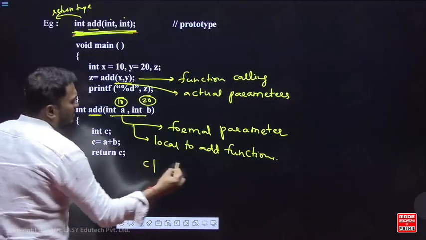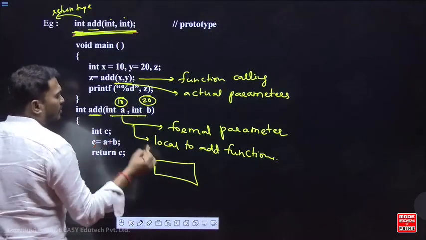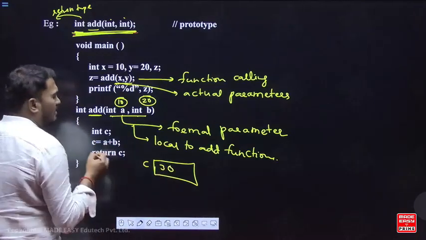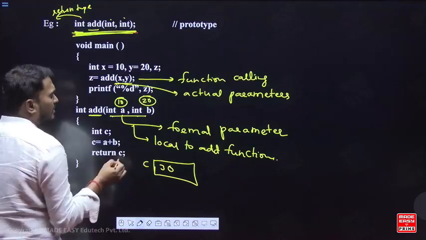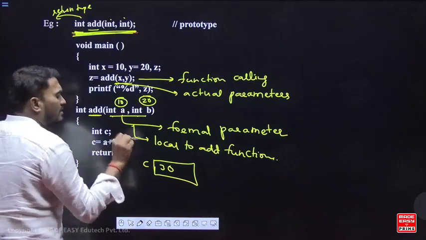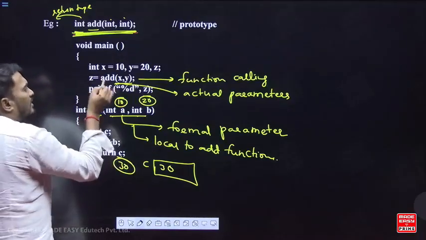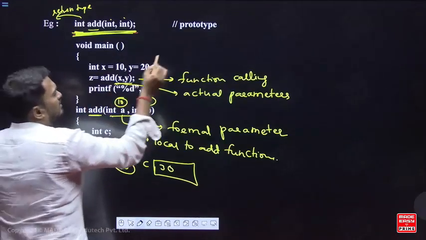Now c is a local variable here. Now tell me, c equal to what? A plus b. A plus b is how much here? That is 30. And return c. Return c means c को return कर रहा है. C is going. Returning c means what you are returning? C value is returning. So what you are returning here? 30. And the 30 will be assigned to what? Variable z here.